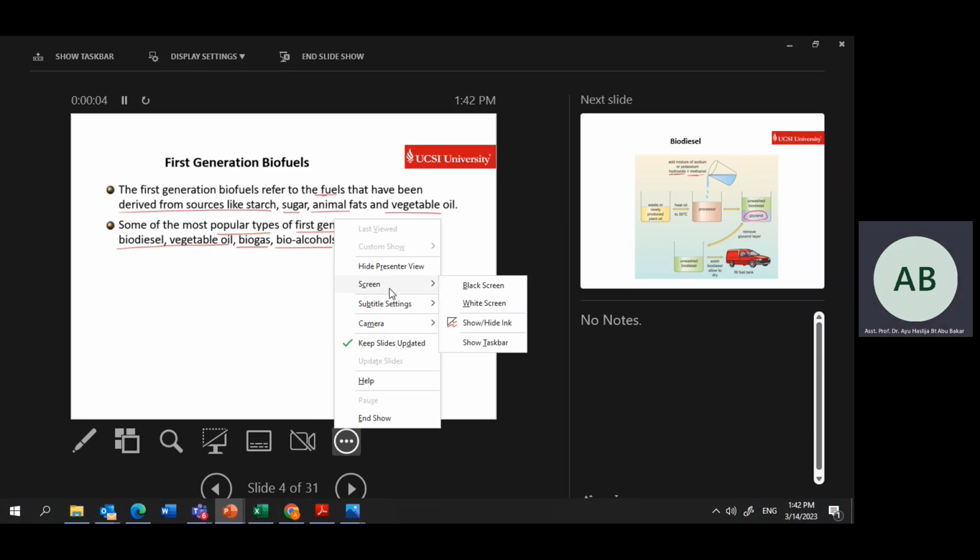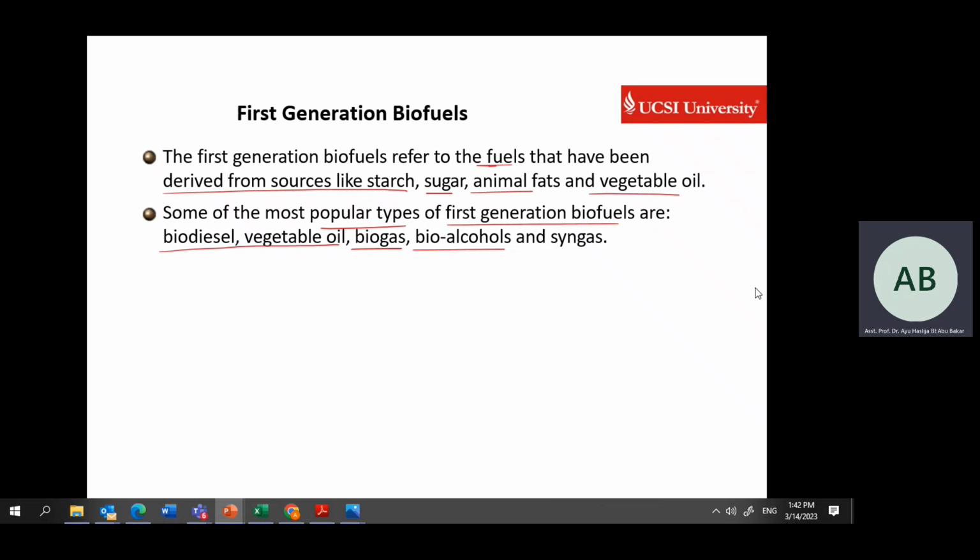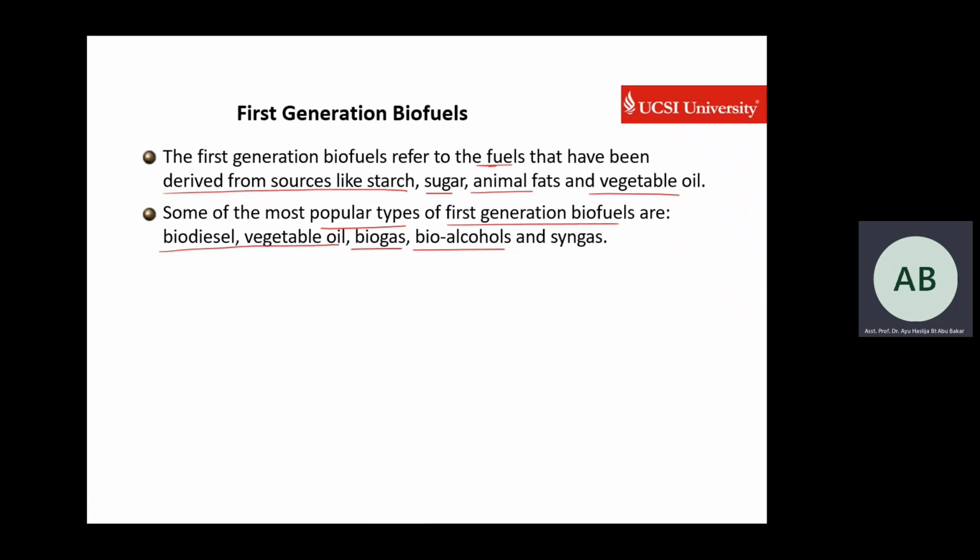Okay, for biofuel, we have a few types. We have first generation and second generation. First generation is basically biofuels from food sources like starch, sugar, animal fats, and vegetable oil. Okay, first generation is from food source. The most popular types of first generation biofuel are biodiesel, vegetable oil, biogas, bioalcohols, and syngas.